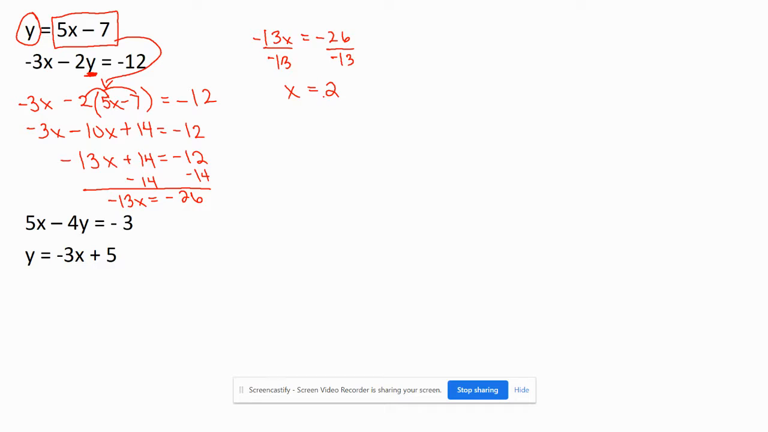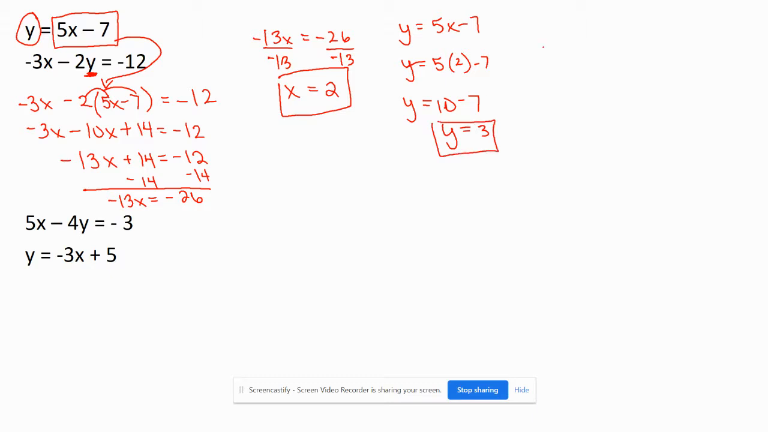Now, what I could do is take this x and plug it back into that first equation that I used. So my equation was y equals 5x minus 7. You could also plug it into the other equation, it doesn't matter. I figured this one was easier because it's already in slope-intercept form. This is part of my answer. That's x. Plug that in for x here. So we have y equals 5 times 2 minus 7. Then it would be y equals 10 minus 7, which is 3. Y equals 3. So my point of intersection should be 2, 3.